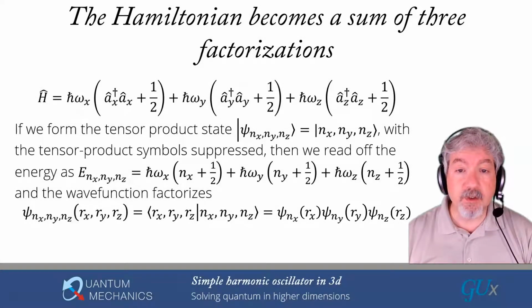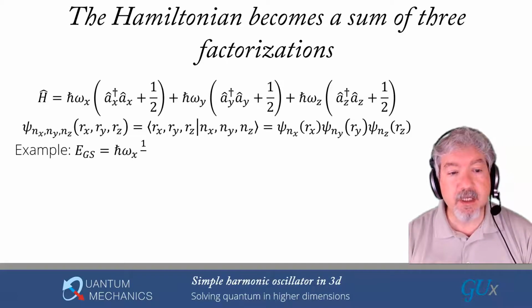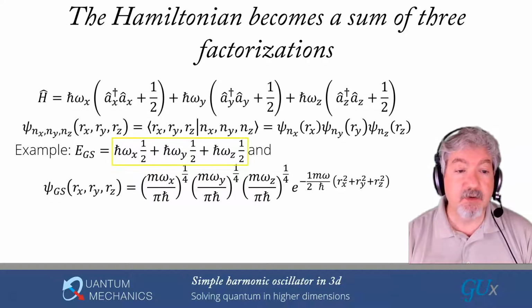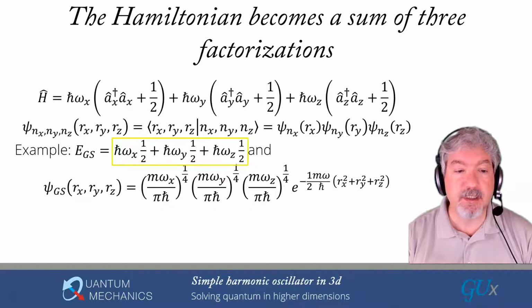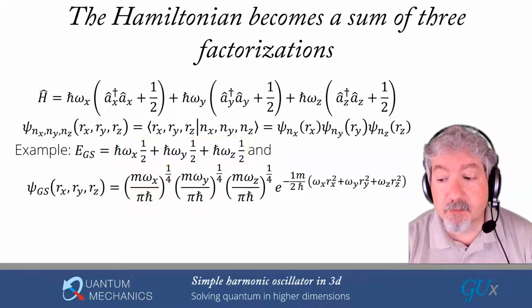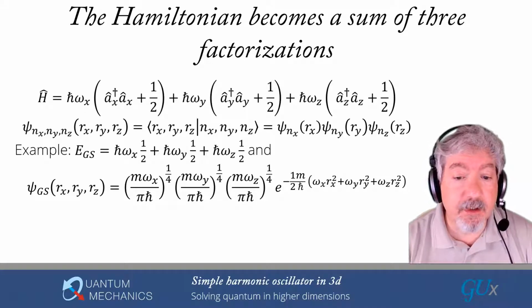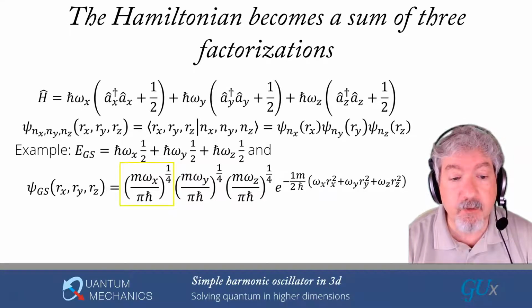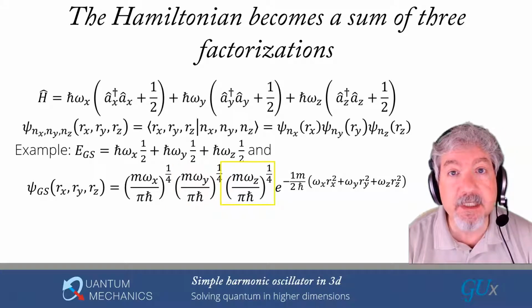Now let's carefully work through what this is for the ground state. So in the ground state, the energy of the ground state corresponds to nx equals ny equals nz equals 0. So the ground state energy is h bar omega x times a half plus h bar omega y times a half plus h bar omega z times a half. So now after I introduce the products of each of those different one-dimensional wave functions, I get the three normalization factors in front. That's (m omega x over pi h bar) to the 1/4 power, and (m omega y over pi h bar) to the 1/4 power, and (m omega z over pi h bar) to the 1/4 power.